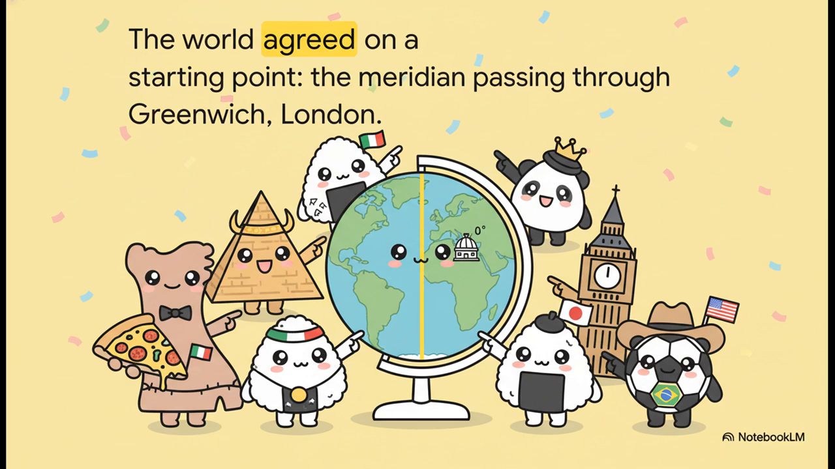Well, they had a big meeting, and in 1884, countries from all over the world agreed that the line running through the Royal Observatory in Greenwich, London, would be our zero-degree line. We call it the prime meridian, and that became the official starting point for measuring everything east and west.